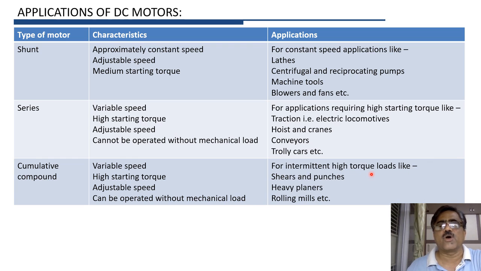Means sometimes the torque is very high and sometimes the load is almost equal to zero. In that case we cannot use series motor, but we have to use cumulative compound motor. So these motors are used for shears and punches, for heavy planers, in case of rolling mills, etc., where the load is pulsating. Then differentially compounded motors, these are rarely used because in this case the operation is not stable.